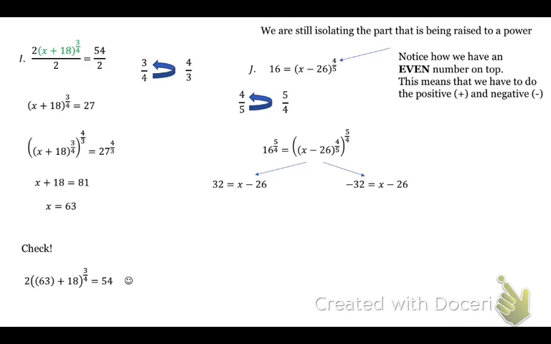When you raise 16 to the 5/4 power, you're left with 32. So you're going to have 32 equals x minus 26. You're also going to have negative 32 equals x minus 26. Solve both those for x, you get x equals 58 and x equals negative 6. Now we're going to check them. We have to check both answers. The 58 works, perfect. The negative 6 also works, so we're good.